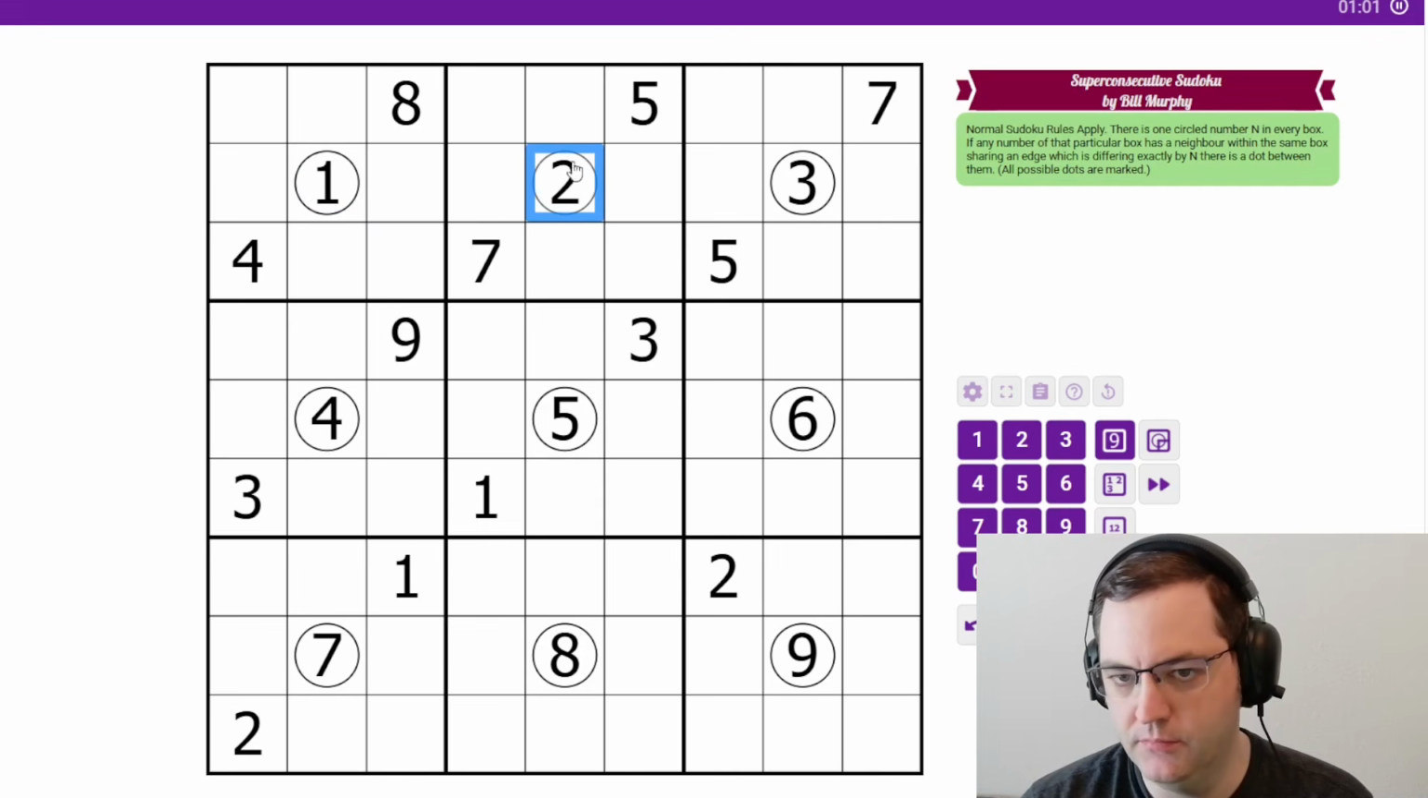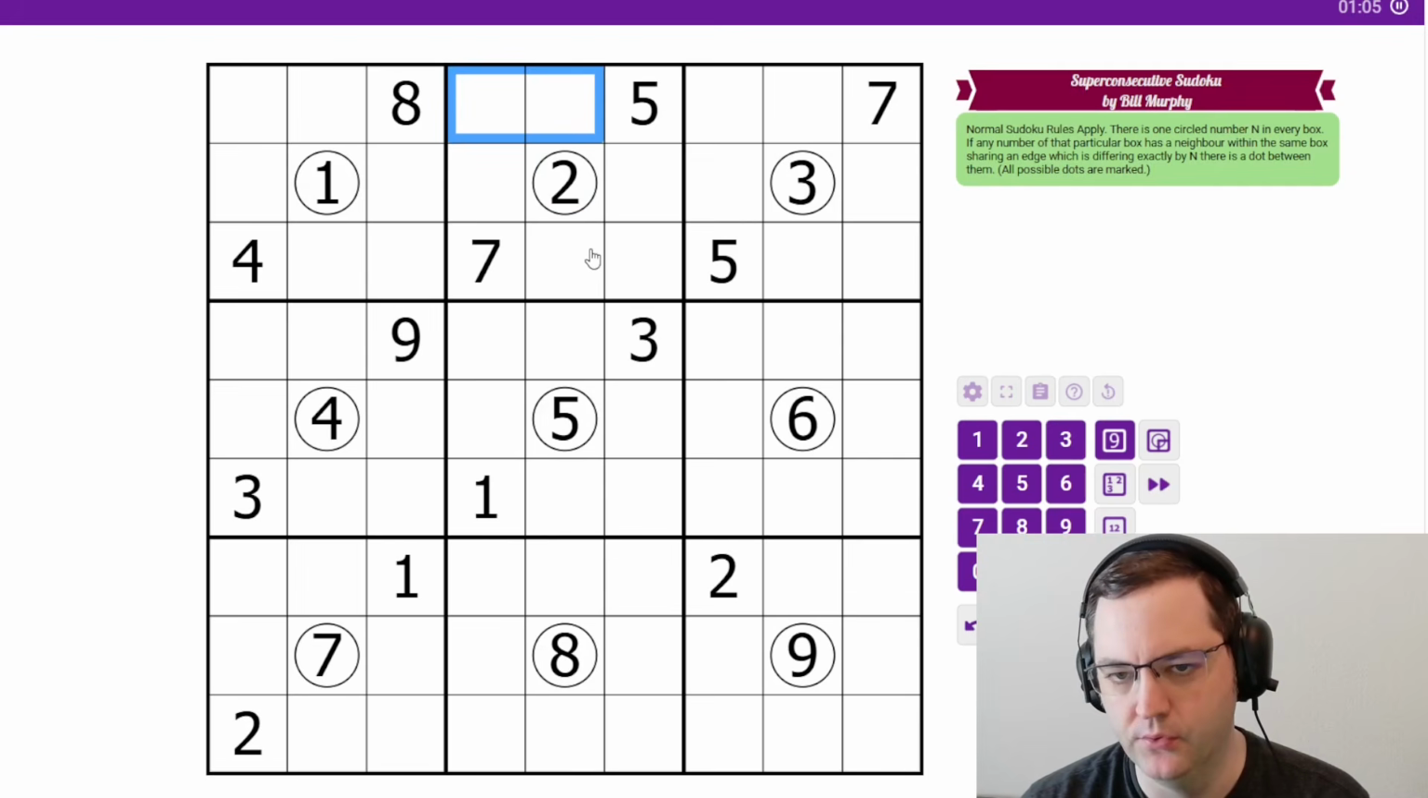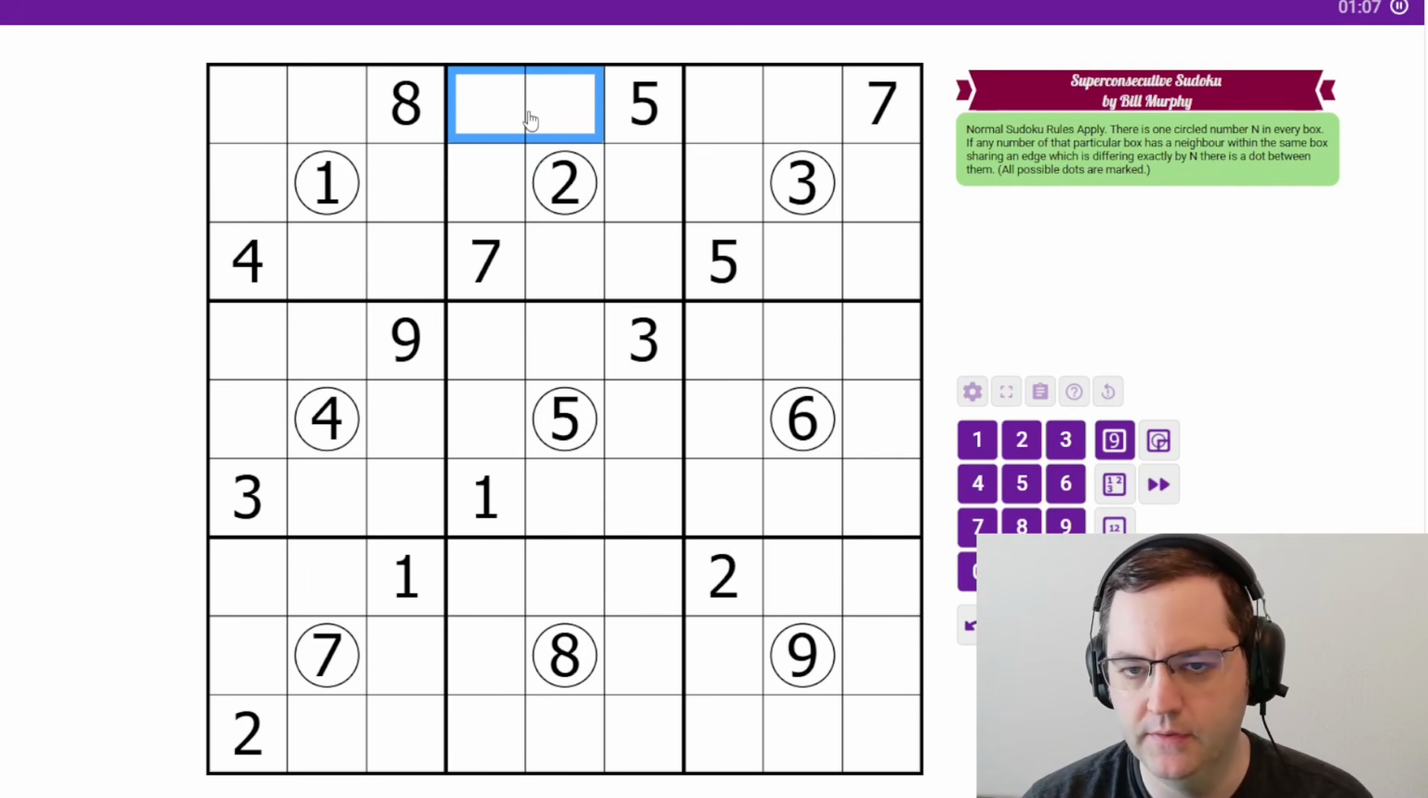In box 2, because the circled digit is 2, all of that applies except with a difference of 2. So we can't have these with a difference of 2. And that's going to continue.